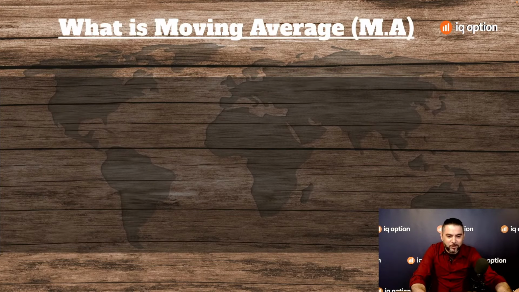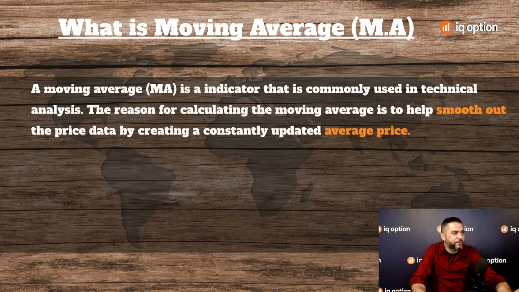Excellent. Moving along. So what are moving averages? Moving averages is an indicator that is commonly used in technical analysis. The reason for calculating the moving average is to help smooth out the price by creating a consistently updated average price. So if we're just looking at candlesticks, the candlesticks go up and down, zigzagging. But if we do have a moving average line, it makes it a lot smoother to understand where the market is trending, if it's trending up or if it's trending down.